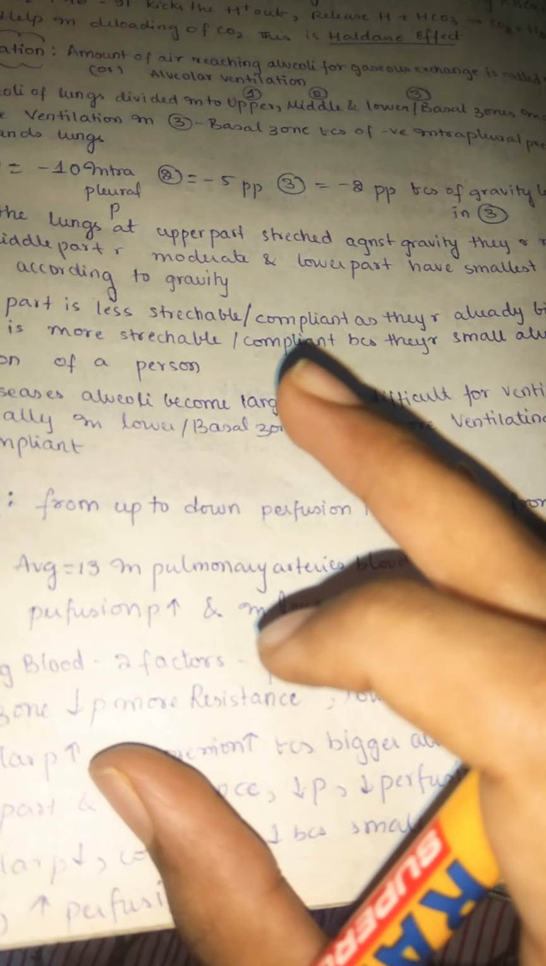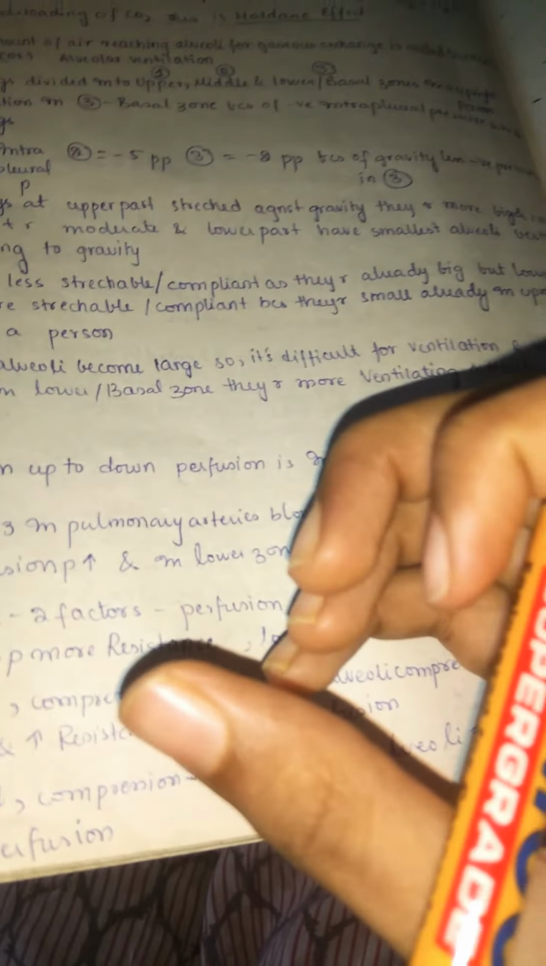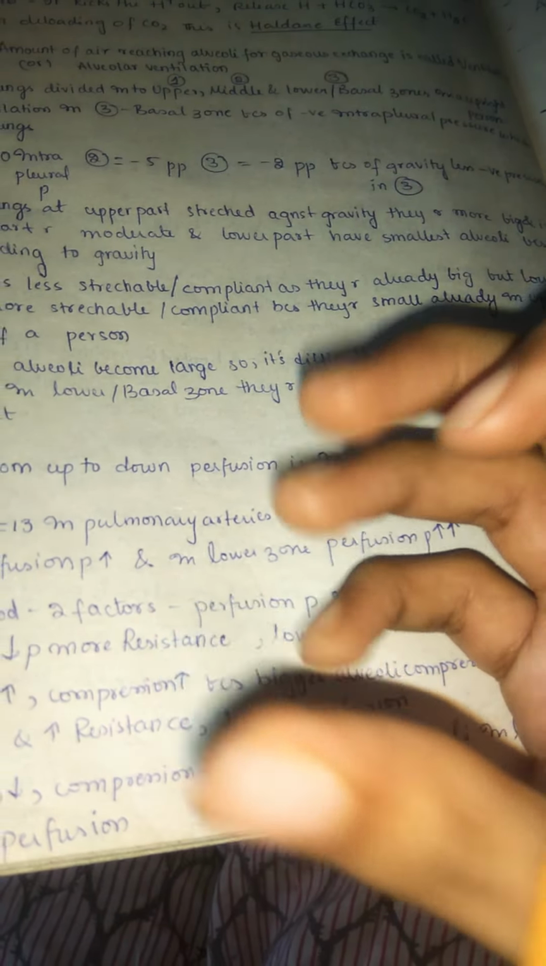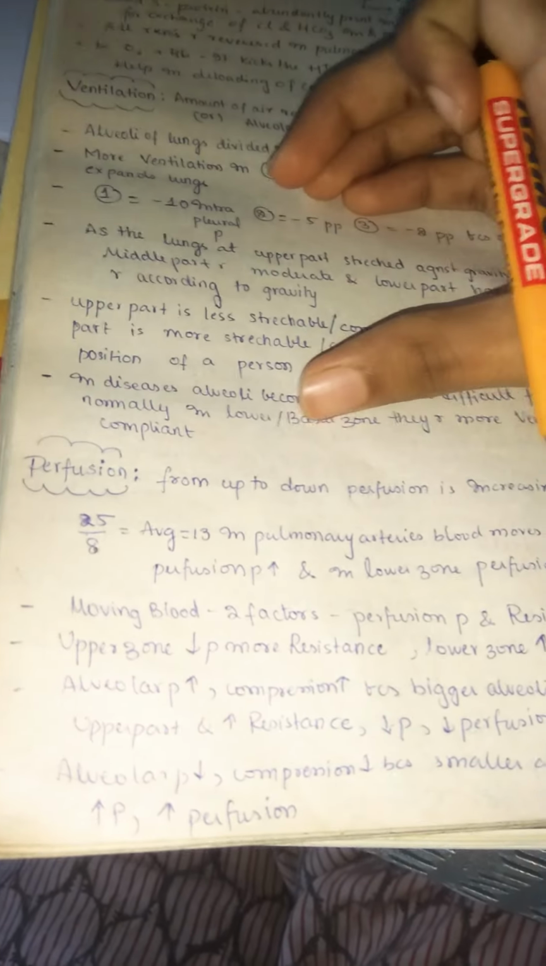Whenever there is a disease in ventilation, always remember alveoli become larger. As they are larger, they have less compliance and it is difficult to breathe in the case of disease. Now let us understand perfusion. We have clearly understood ventilation, so let us collaborate both.